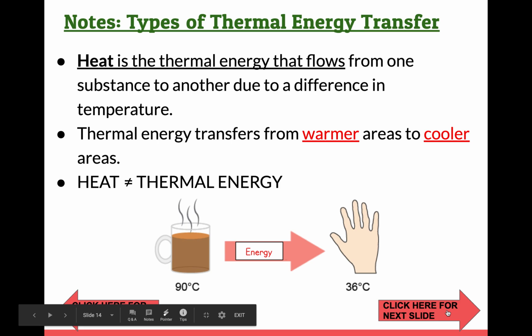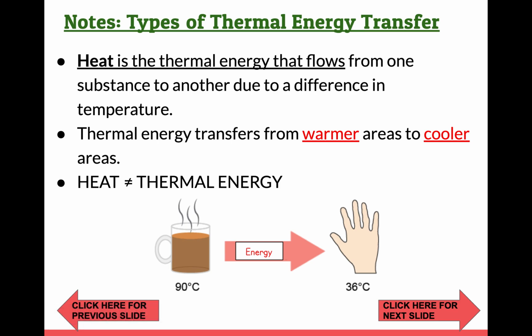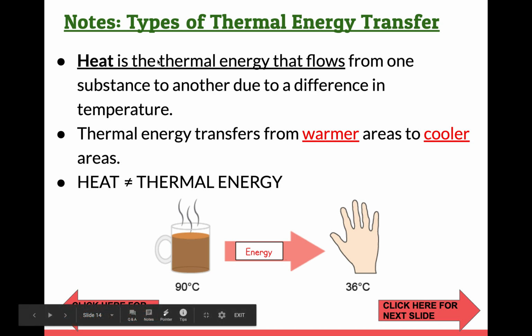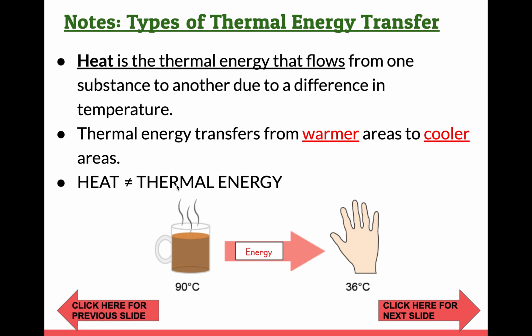All right, so it says types of thermal energy transfer. That's the title of our notes. And the first bullet point says heat is the thermal energy that flows from one substance to another due to a difference in temperature. So very important. Heat is not thermal energy. Instead, heat is the thermal energy that flows, that transfers, the thermal energy that moves. That is what heat is.